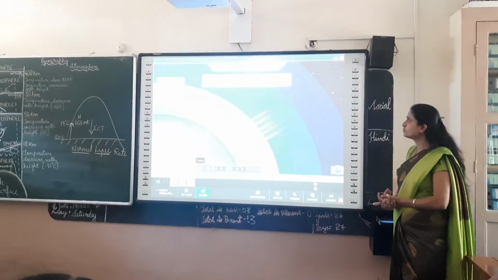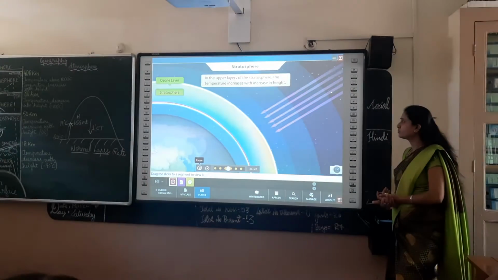But in the upper layers of the stratosphere, the temperature increases with increase in height.